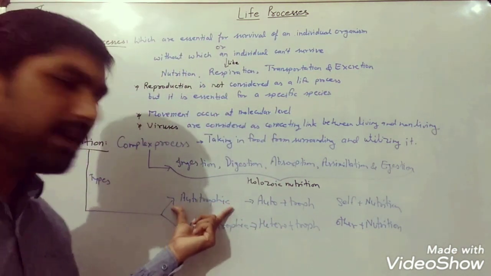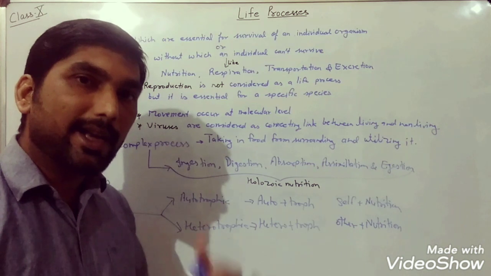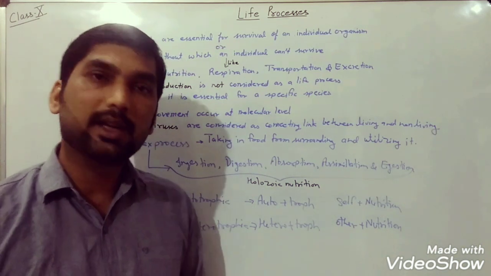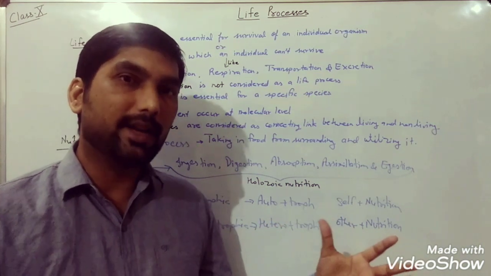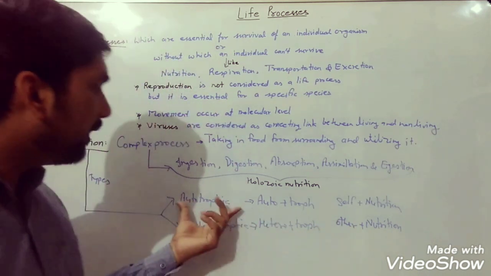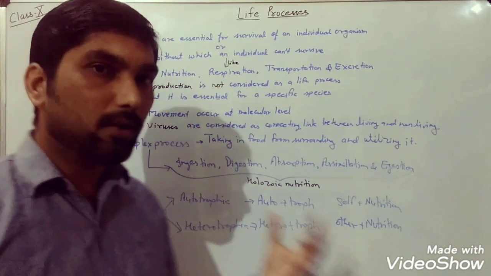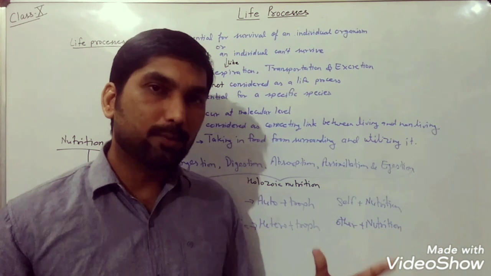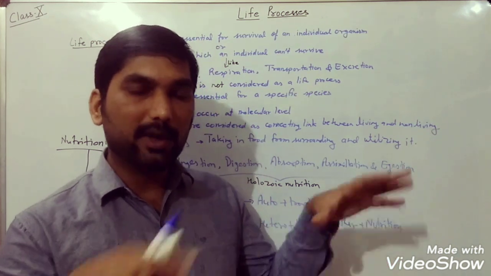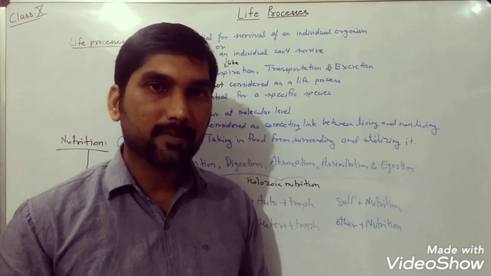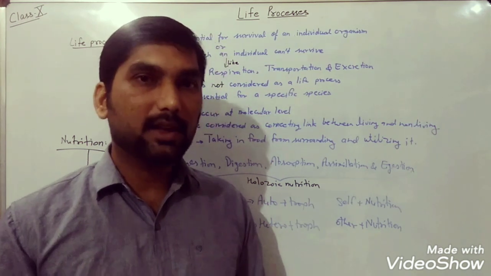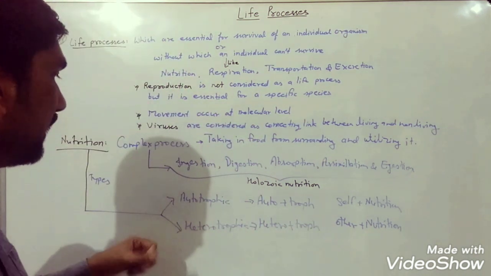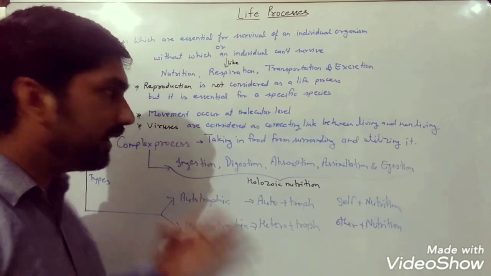So autotrophic is a mode of nutrition where individuals are capable of synthesizing their food inside their body and can provide their nutrition by themselves only. They are not dependent on any other organisms in their surrounding, and that's why such nutrition is known as autotrophic mode of nutrition. And heterotrophic mode of nutrition means individuals are not capable of providing nutrition on their own, so they depend on other organisms in their surrounding to get nourishment, and that's why this mode is known as heterotrophic mode of nutrition. Now we will discuss autotrophic and heterotrophic nutrition in more detail.